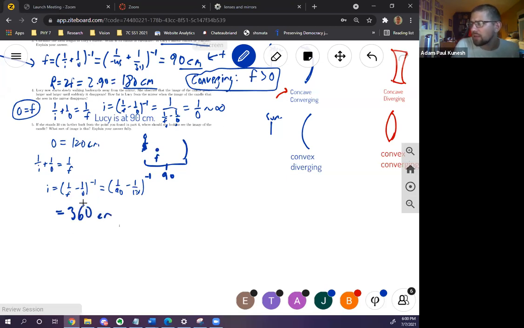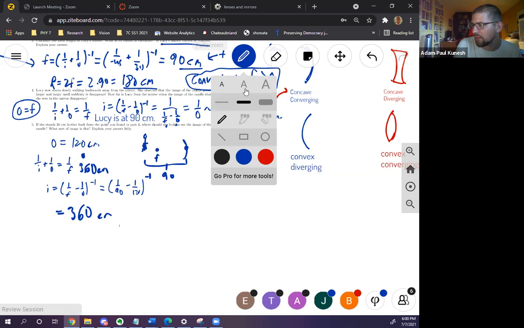A positive image distance means it's a real image. Real images for mirrors occur on the same side of the mirror as the source. So it's going to be way out here. This is a projectable image, so the photons really do actually cross in real space. They aren't blocked by the mirror on the other side. So 360 centimeters, that's where my image lives.